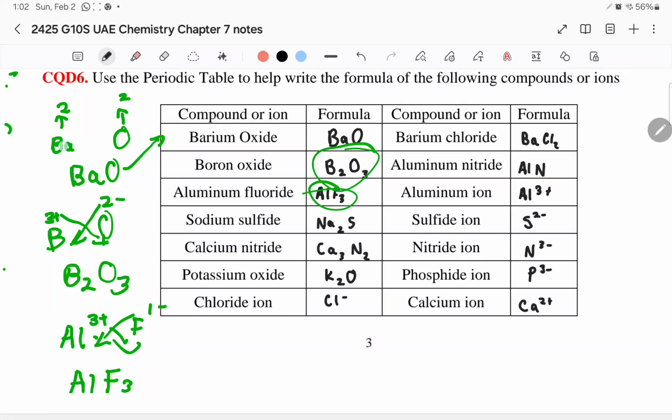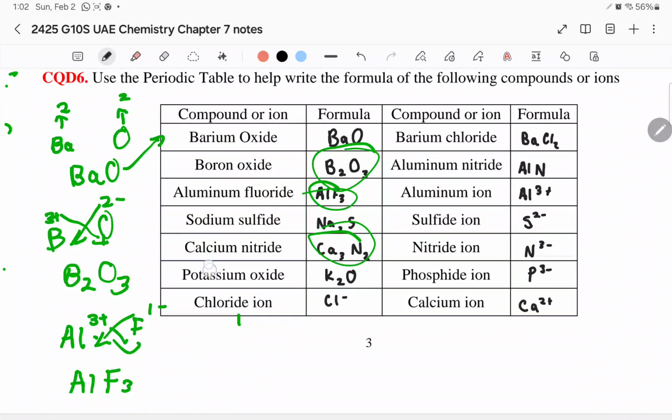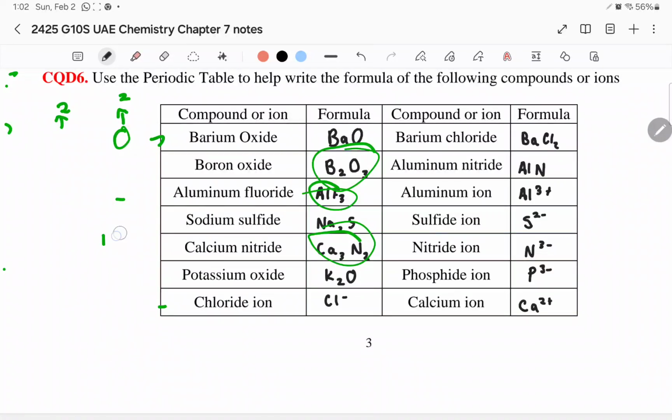Let me solve the rest. Sodium sulfide, sodium Na plus 1, and sulfide S 2 minus. So you're going to get Na2S, because it's S1, but you don't write the 1 if it's 1. Calcium nitride, Ca 2 plus, N 3 minus. They're different, so you cross. So you're going to get Ca3N2, and that's how you do it. I think you're getting the picture, but it's the last example for this. Let me do it really quick, and then we'll move on to the ions themselves.